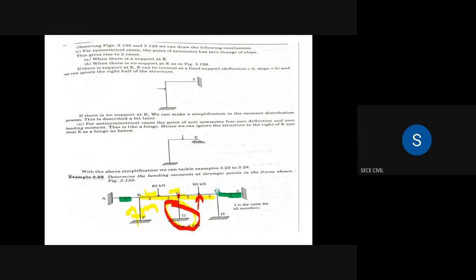Analyze the frame shown in figure 3.13 when the 80 kilonewton load in CD acts upwards instead of downwards. So the load in the CD portion is acting upward. C is the center point. If we cut the frame through this point, that is the line of symmetry. The left portion and right portion will be the same, but the loading is different. The load in BC is acting downward, the load in CD is acting upward. So the point C will be hinged.